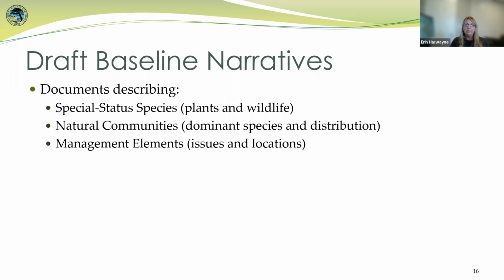Again, discussing the various natural communities with the dominant species that occur there, both plants and animals that utilize that specific habitat, the distribution, and again, identifying some of those management element issues and locations, so non-native species, volunteer trails, erosion, that sort of thing. All righty.